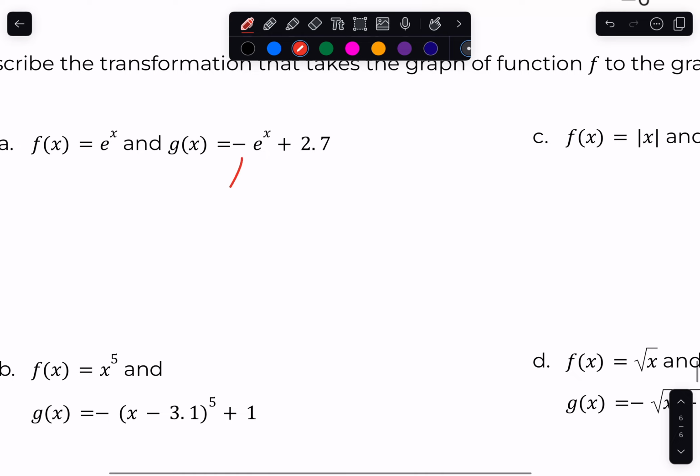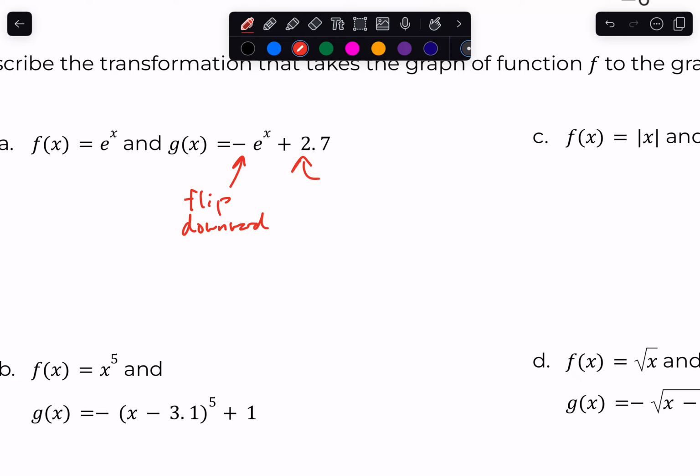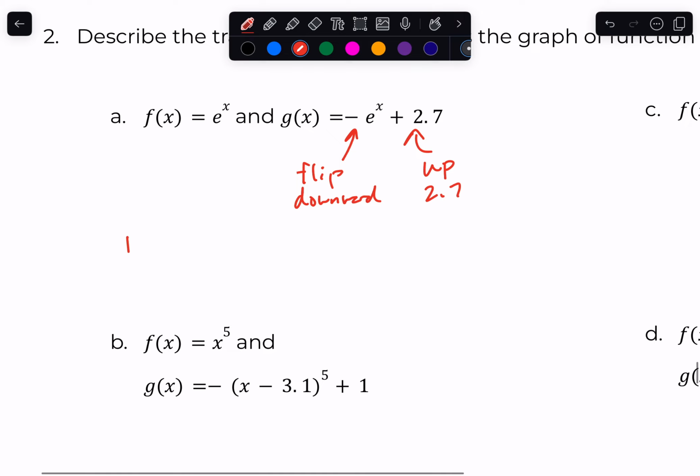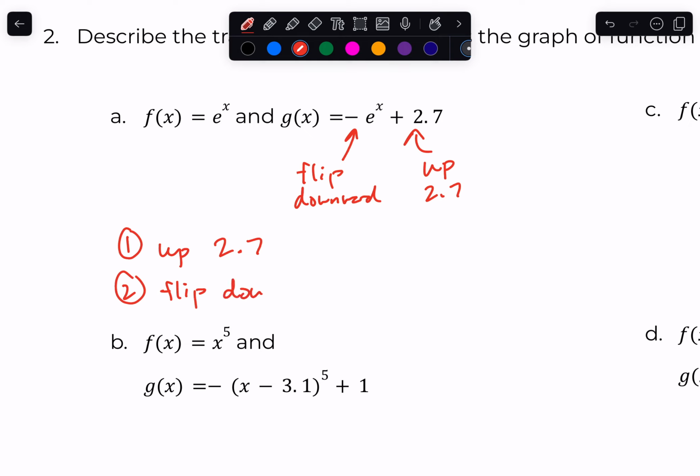When you are looking at this negative, you know it's going to flip downward. And you know that this plus 2.7 is on the outside of the function. It's not with the x, it's outside. So that means it has to go up 2.7. So that's really it. Those are the two things that happened. One, it went up 2.7, and two, it flipped downward. Now, those motions can happen in any order. That's completely fine.